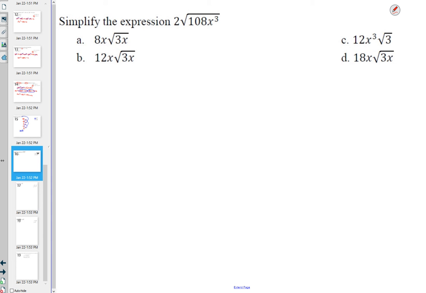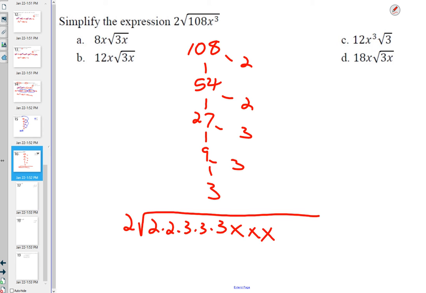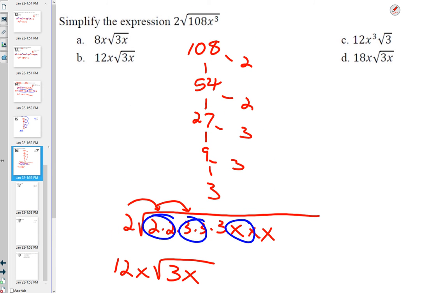Okay, same thing, just one radical. Let's see what's gonna come out. 254, 27. So I already have a 2 on the outside. On the inside is 2, 2, 3, 3, 3, x, x, x. I can bring out a 2, a 3, and an x. So 2 on the outside times 2 is 4, but then times 3 is 12. I'm bringing out one single x. On the inside is left 1, 3. 12x and 3x.